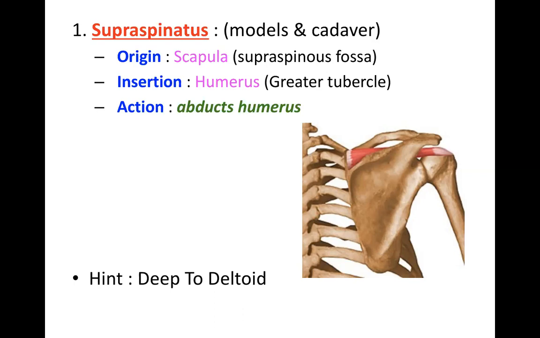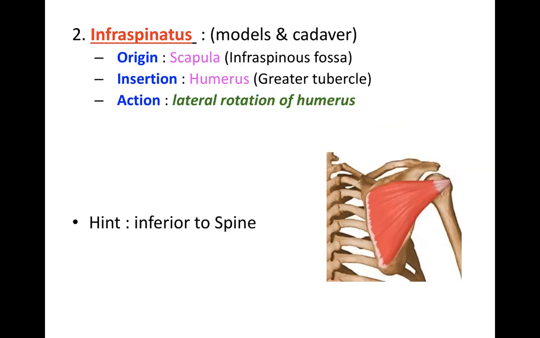So even though it is a rotator cuff muscle, this is the only one of the 4 that actually doesn't rotate. So it's a rotator cuff, but its function is abduction. All right, and it's going to be deep to a muscle we're going to learn in just a little bit called the deltoid.